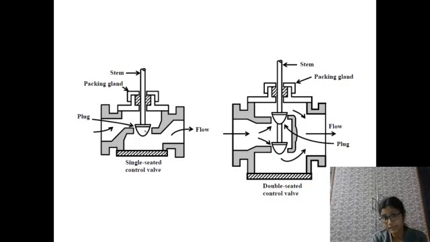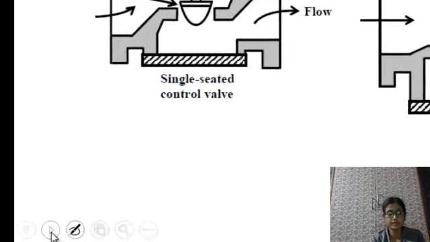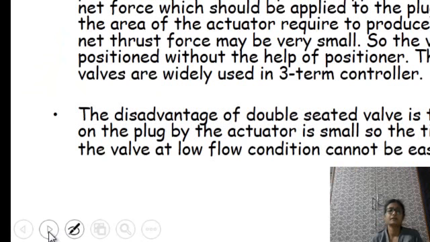And if the thrust on the plug is more, then what will happen? In order to balance the upward thrust, the actuated diaphragm should be larger. That means the size of the final control element will be larger compared to the double seated. So that is why this double seated valve concept arises.